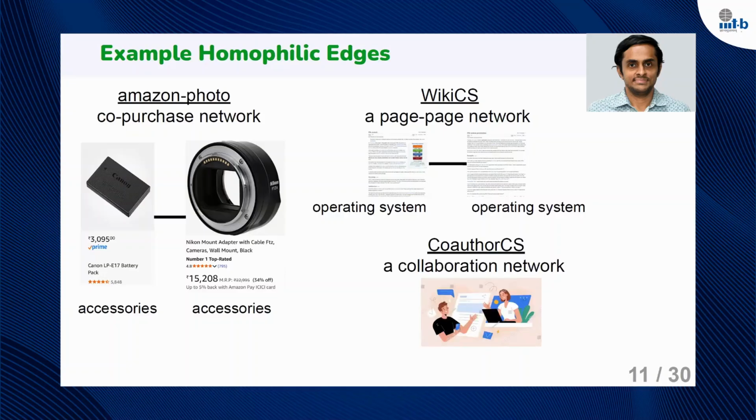And then the third data set that we investigated is the co-author computer science data set. It's a collaboration network. Authors are nodes, and if they have collaborated on any document, there is an edge between two authors. Obviously, authors of the same field are likely to collaborate with each other, for example, two database authors collaborating on writing a paper. So these are some homophilic data sets that we investigated in the research.